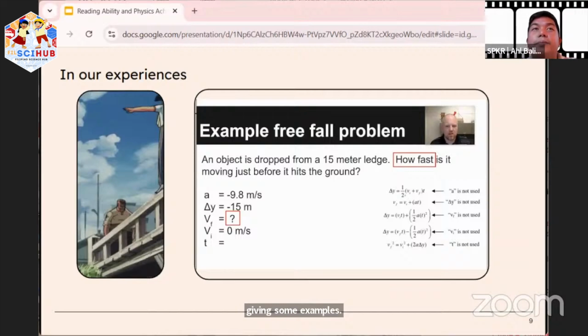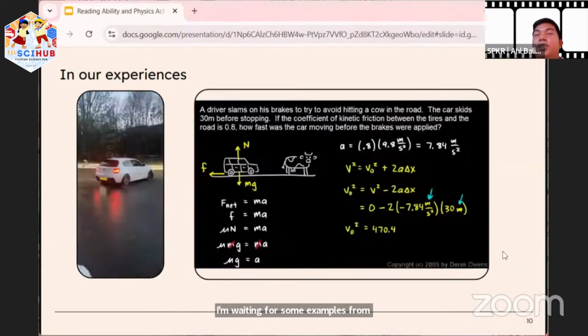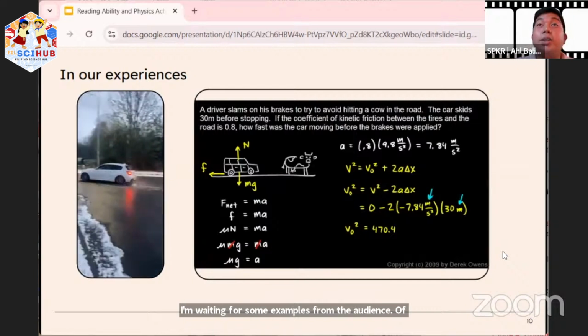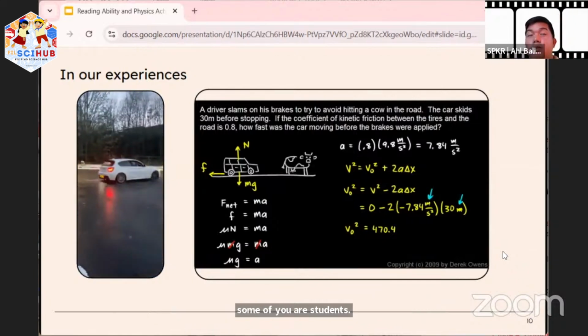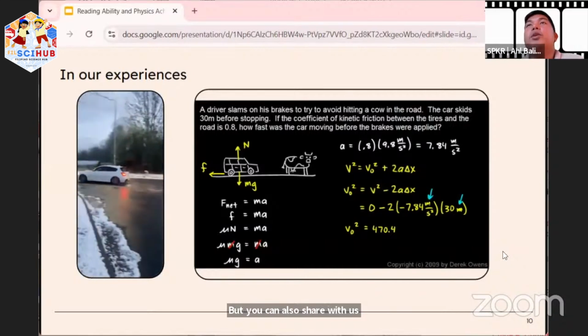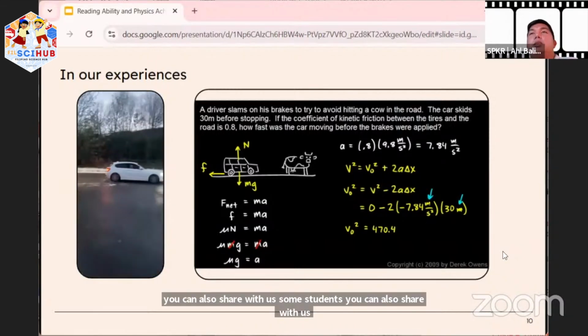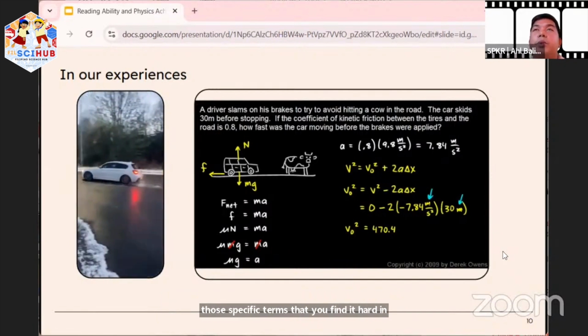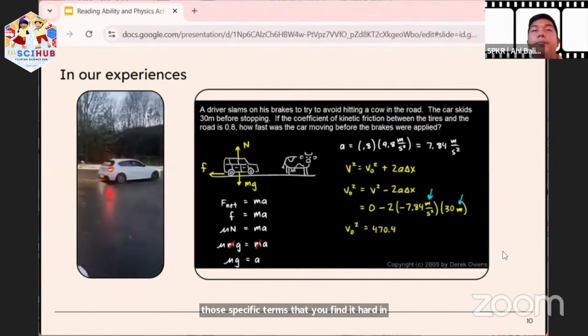So, ayan, wala pa. I'm waiting for some examples from the audience. Of course, we are all teachers or educators here. Maybe some of you are students, but you can also share with us those specific terms that you find hard in answering problems or maybe reading text in physics.